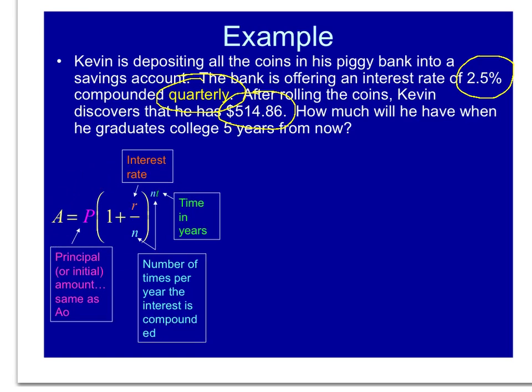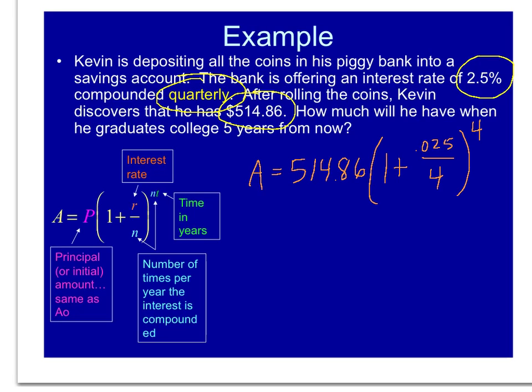So we're using this formula over here. I shrunk that down for you. So let's see how this works. We're going to have A equals, we know our principal amount is 514.86. Inside the parentheses, we need 1 plus our R. We know our rate here is 2.5%, so we can put 0.025 here over N. Again, we said quarterly is 4 times per year. So N goes in 2 places, at the bottom of this fraction, and then up here we need another 4.